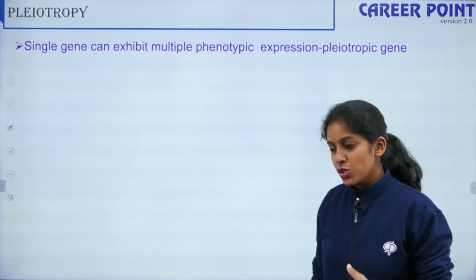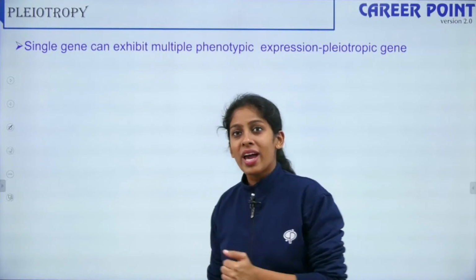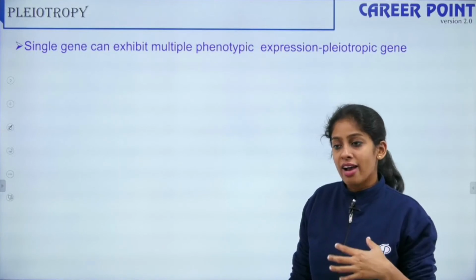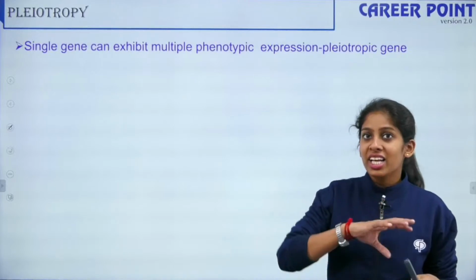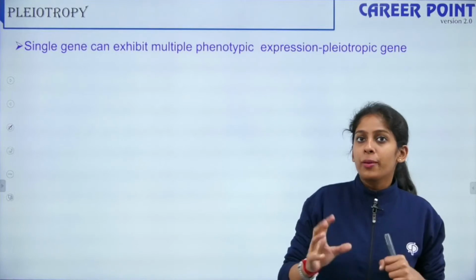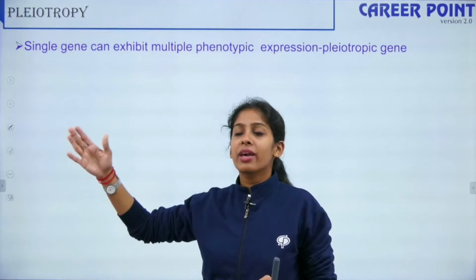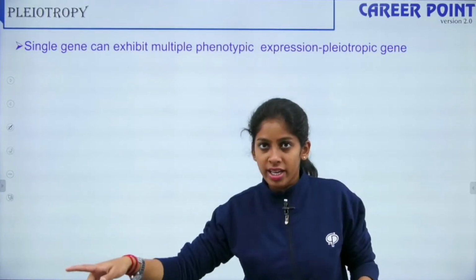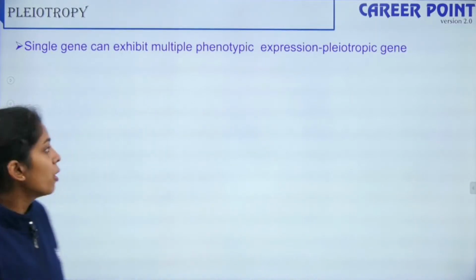Polygenic is many genes, they have an effect on a single phenotypic expression. Whereas pleiotropy is where 1 gene affects many phenotypes. So polygenic is many genes, 1 phenotype, 1 character. Now in pleiotropy, you have only 1 gene, but if you do not have the gene, a lot of phenotypic expression can be affected. It is vice versa. Polygenic, many genes, 1 character. Pleiotropic, 1 gene, many phenotypes. Okay, so that is how you correlate.